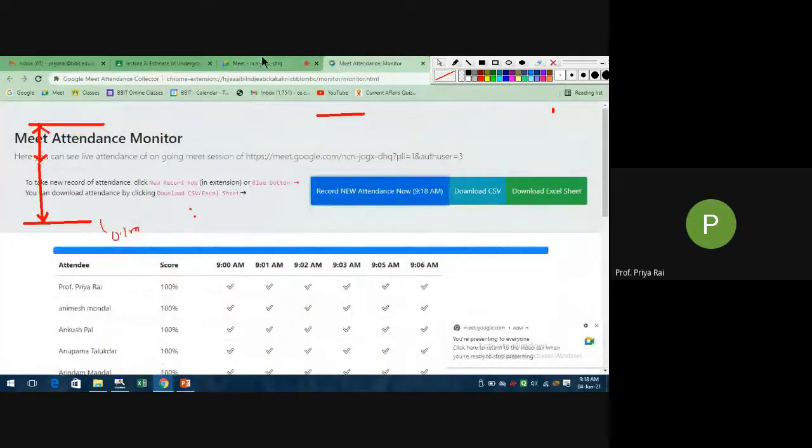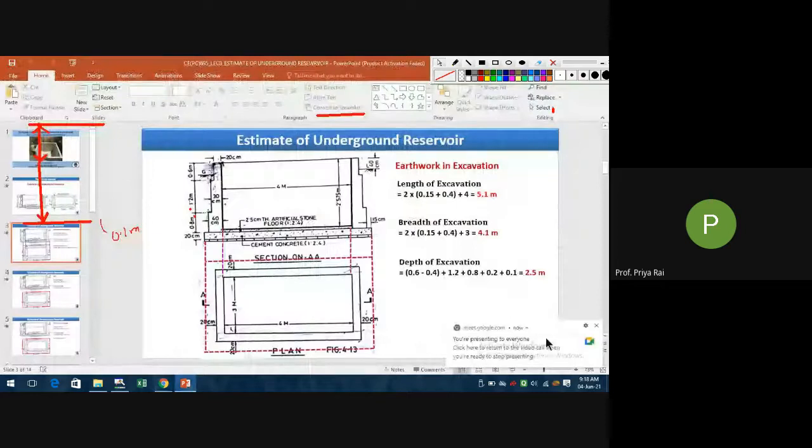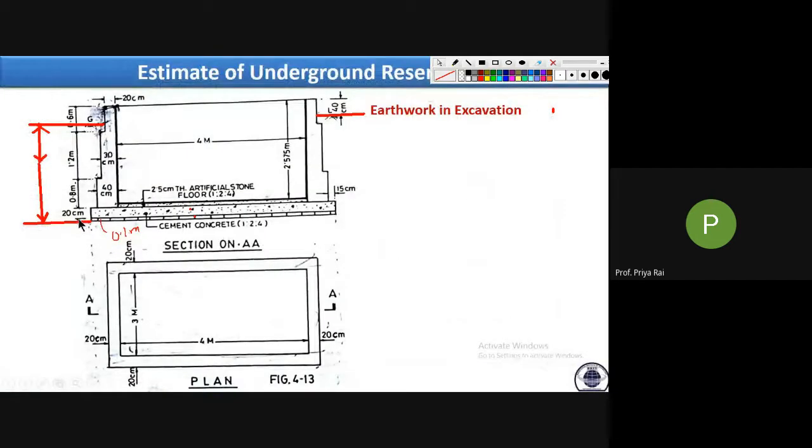2.5. So if we see, this is 0.1, this much thickness. Then 0.2, right, 20 centimeter means 0.2 meter. Then this much is how much? This wall, the 40 centimeter wall, its depth is how much? Height 0.8 meter. Again, above that a 30 centimeter wall is there. Height of this wall is 1.2.